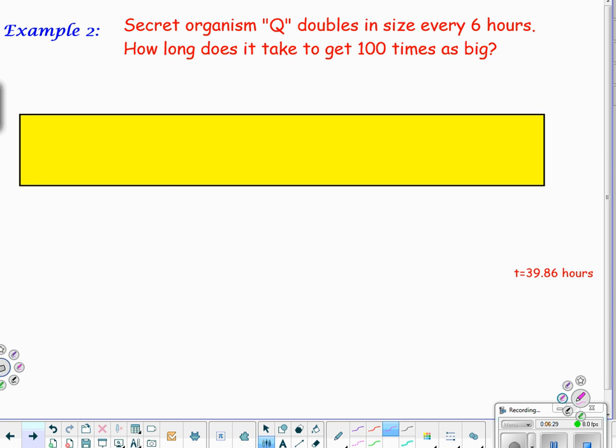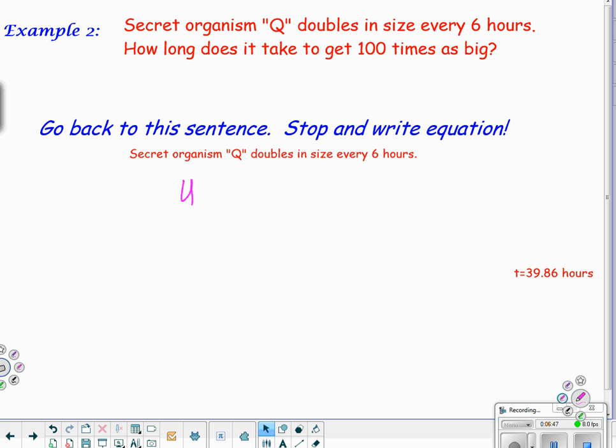Example 2: the secret organism Q doubles in size every 6 hours. How long does it take to get 100 times as big? The secret organism doubles in size every 6 hours. So let's follow the law of natural growth and decay. So y equals y naught e to the kt. Once again, we want to try and find k first. Sorry about the disappearing ink.